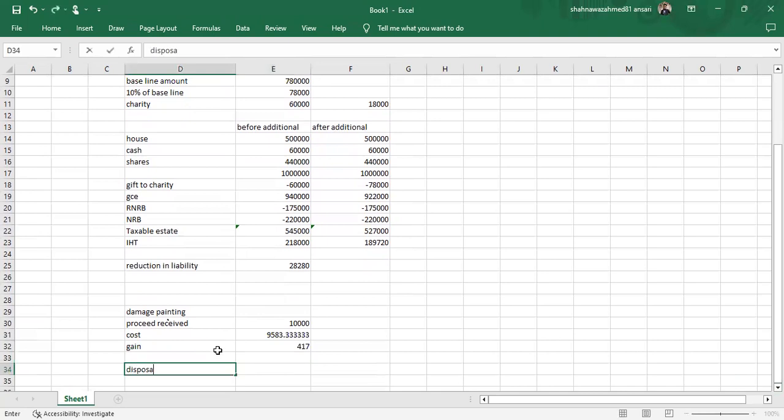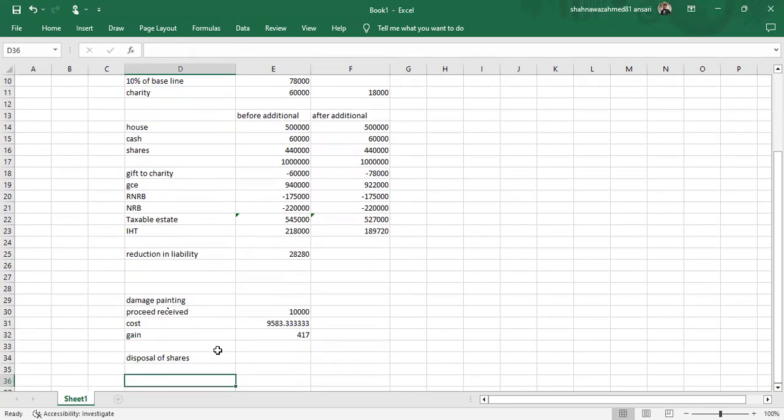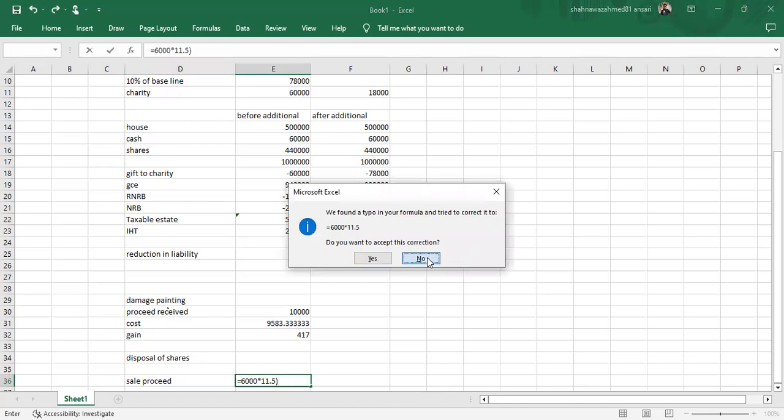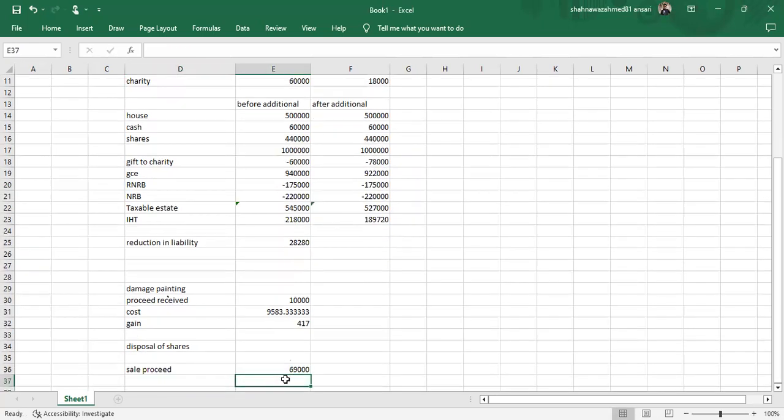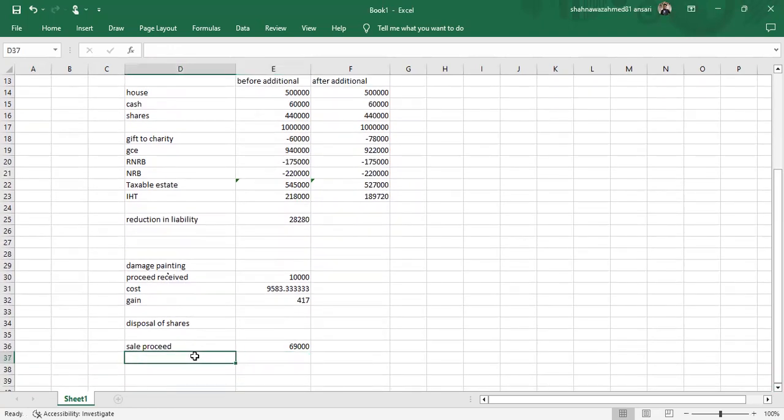Now, second one is disposal of shares in Malaga PLC. Here, first of all, the sale proceed, how many shares we are selling? We are selling 6,000 shares. Price has been given, and that price has been given 11.5 in the question. So, this is the value. Now we need to assign cost. So cost, but this is a gift. So I need to find out the working here.